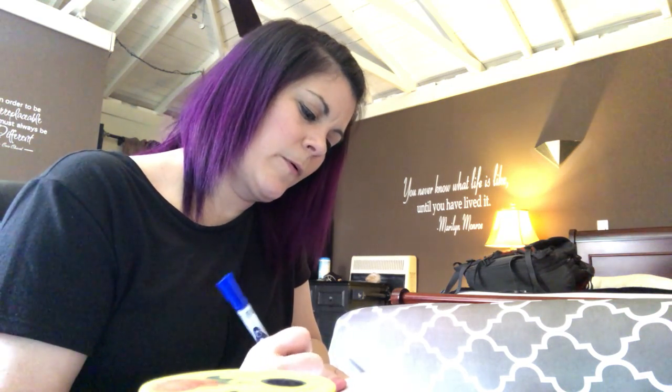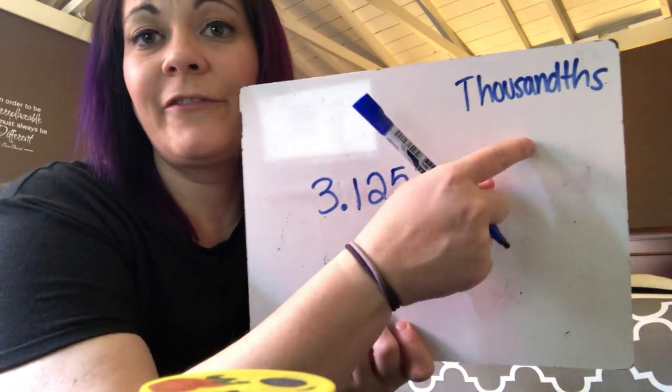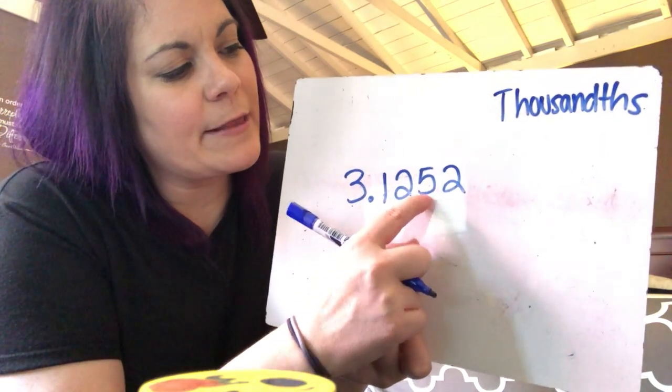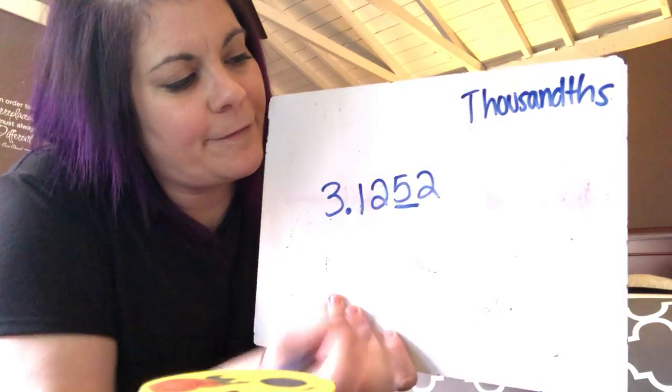Let's do a decimal point. Let's do the thousandths. 3.1252. So first of all, we have to identify what's in the thousandths place. Tenths, hundredths, thousandths. So it's the 5.